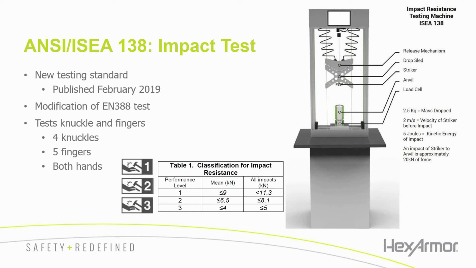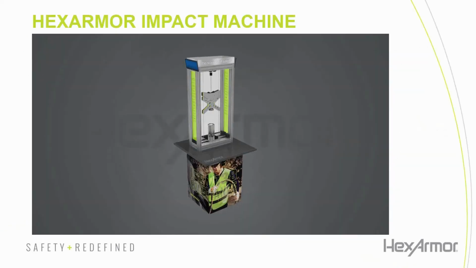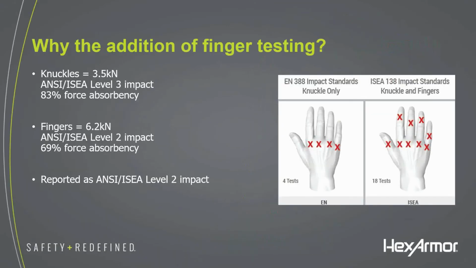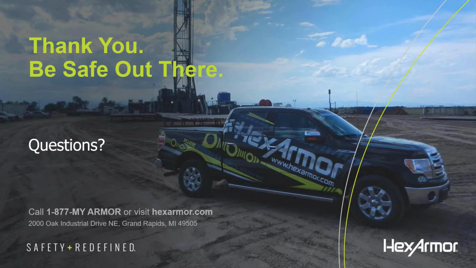Does weather affect the properties of the impact resistance? For example, if you're in sub-zero temperatures versus if you're in 90-degree Fahrenheit. Well, that really depends on the material of the impact resistance.